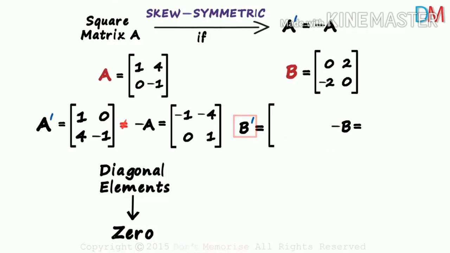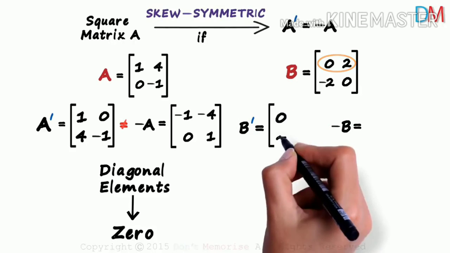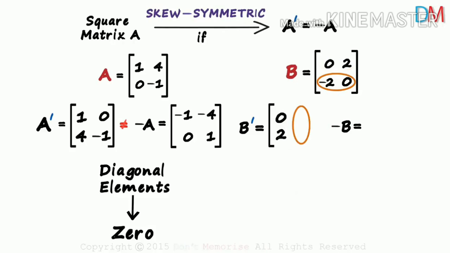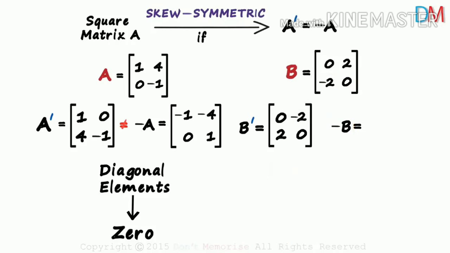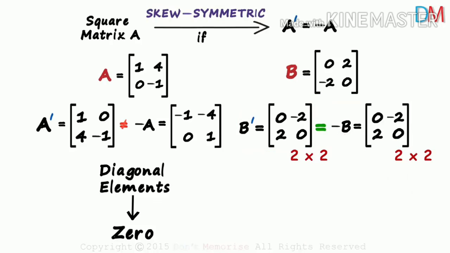Okay, B transpose first. The first row will become the first column, 0, 2, and the second row will become the second column, minus 2, 0. And for minus B, we negate each element. Negative of 0 is 0, negative of 2 is minus 2, negative of minus 2 is 2, and negative of 0 is 0. Are these two matrices equal? Yes, the order as well as the corresponding elements are equal. So B is a skew-symmetric matrix.